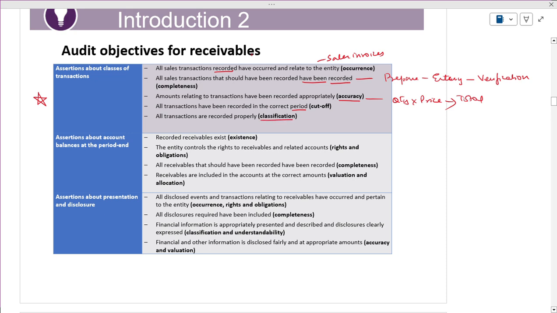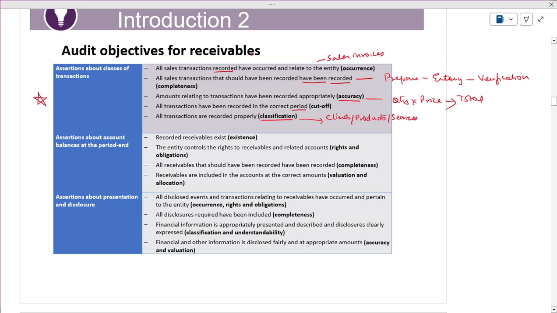Classification. Classification is a very broad term. When you are talking about the receivables, definitely we are classifying as per the clients. We are classifying as per the products. We are classifying as per the services.